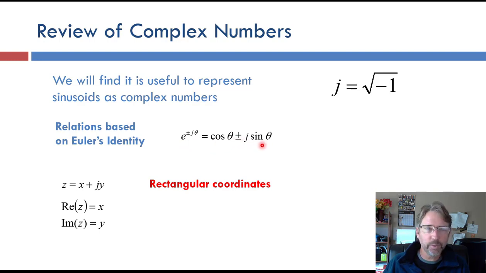Euler's equation says that e to the j theta is cosine theta plus j sine theta. And here we're going to do the electrical engineering standard where j is the imaginary number square root of -1.